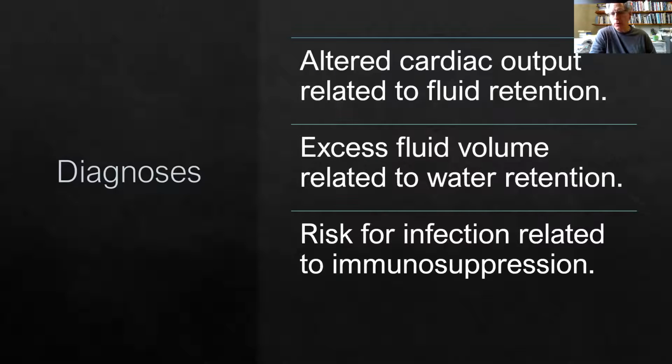So if you have altered cardiac output related to fluid retention, look for that. So watch cardiac output. Look for excessive fluid volume related to water retention. So look for edema, pitting edema, signs of fluid retention, headache, distended jugular veins, and look for risk of infection related to immunosuppression.